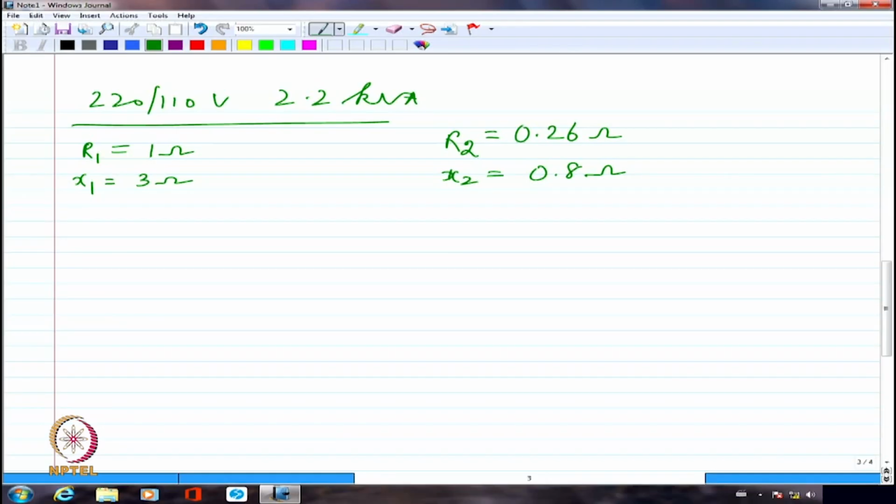So if I am looking at 220 by 110 volts, right, 220 is going to carry lower current. If it is carrying lower current, the impedance has to be larger. It cannot be smaller. So the higher voltage side will always manifest larger impedance, and the lower voltage side is going to essentially show higher current, because of which it will manifest lower impedance.